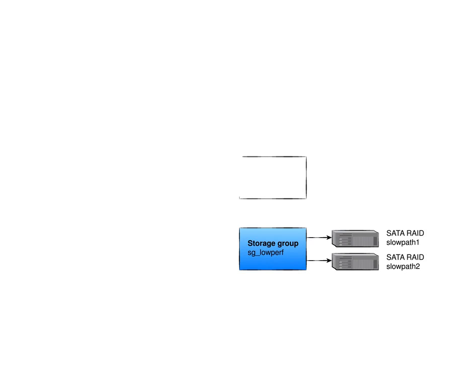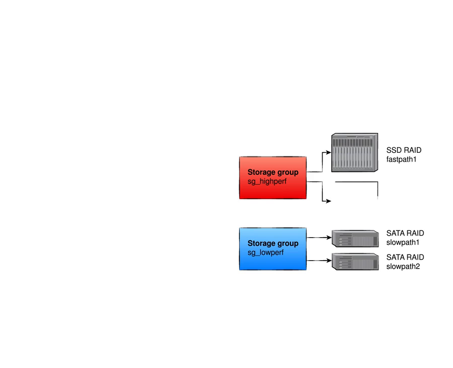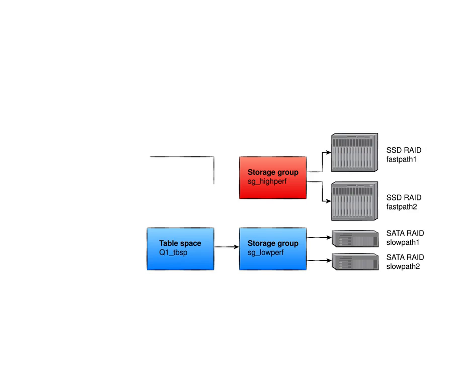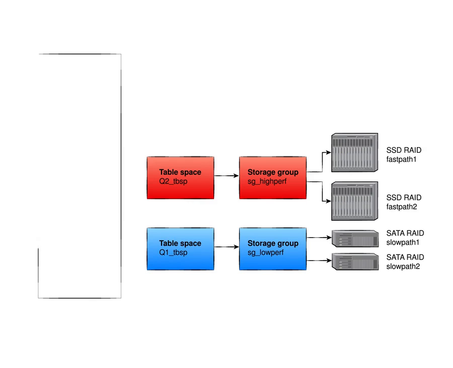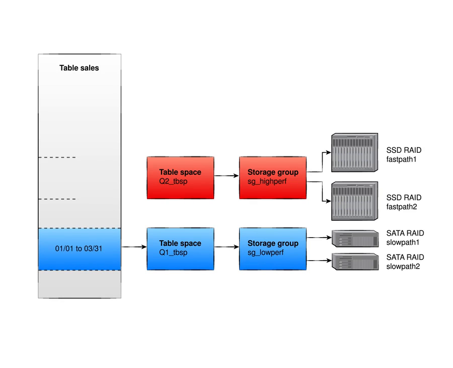We begin this demonstration by creating two storage groups with dedicated storage paths. A table space storing first quarter data uses storage groups with slower storage devices, whereas a table space storing second quarter data uses storage groups with faster storage devices. A range partition table is created using both table spaces. Data will reside on the appropriate table space based on the date range.